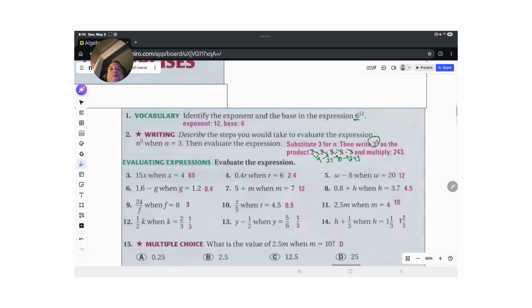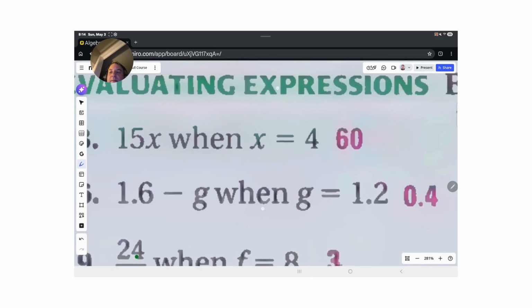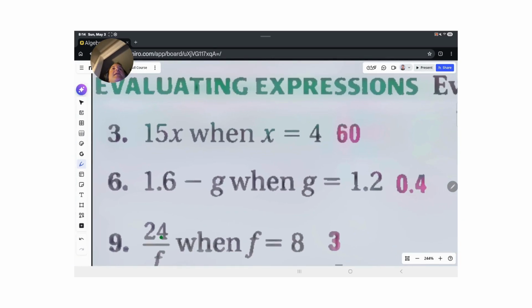So we substitute 3 for n and rewrite that as 3 to the 5th power and expand to 5 3s, and we multiply to get 243. Now let's take a look at problem number 3. 15x when x is equal to 4. We're just going to multiply that 15 times 4. That will land us at 60. 15, 30, 45, 60.